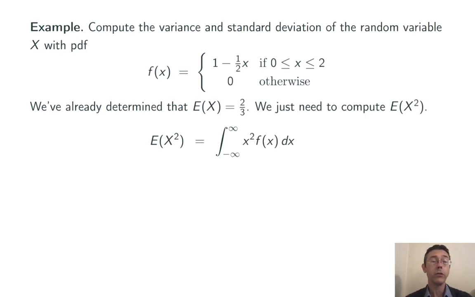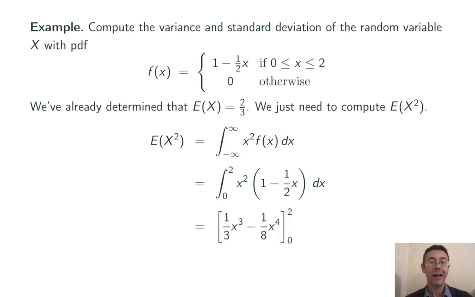So I'm going to do the integral from negative infinity to infinity of x squared times f of x dx. Again, I can restrict my attention to the interval from 0 to 2 because the PDF is 0 elsewhere. In other words, I can just restrict my attention to the support of the continuous random variable. Again, I distribute, anti-differentiate, and plug in the limits of integration. Again, in this case, coincidentally, I get 2/3.